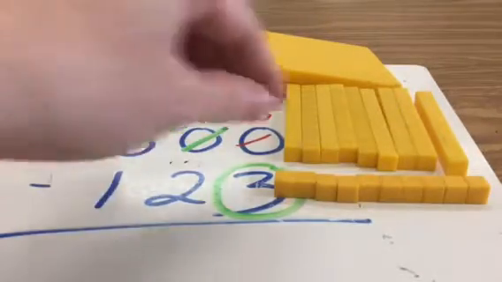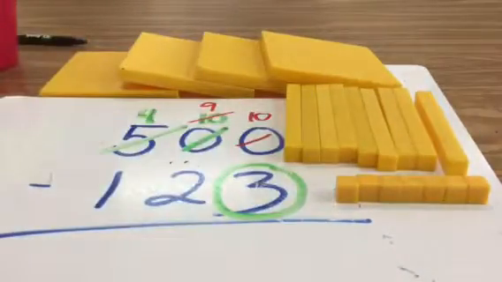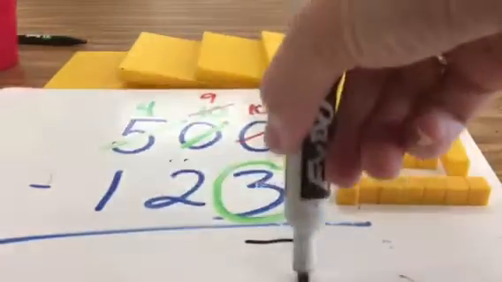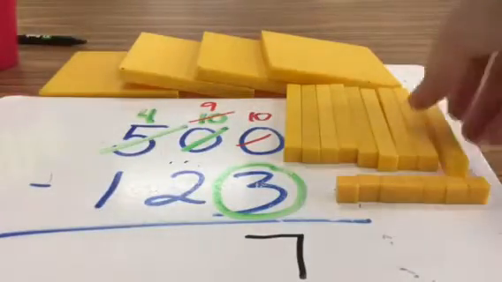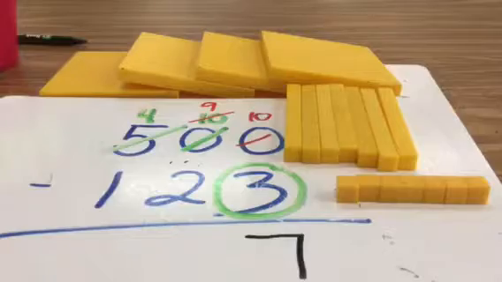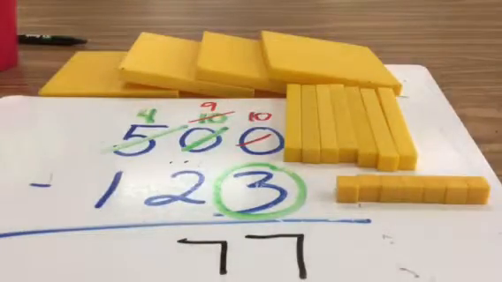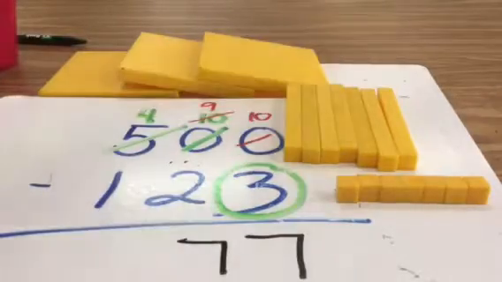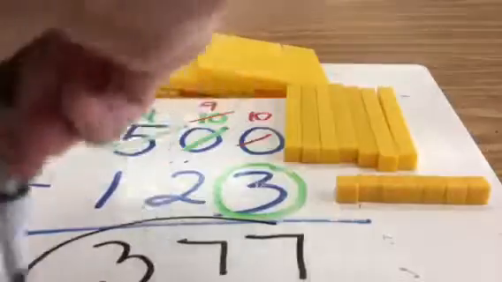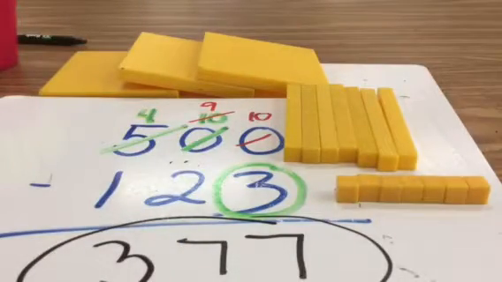Now I can subtract. Take away 3 leaves me with 7. 9, take away 2 leaves me with 7. And 4, take away 1 leaves me with 3. So my final answer is 377.